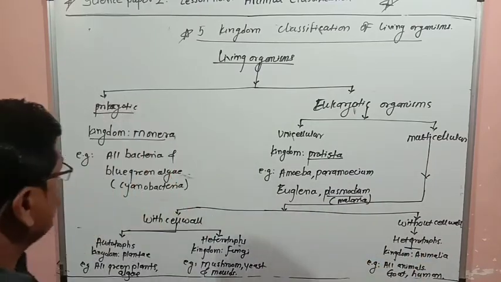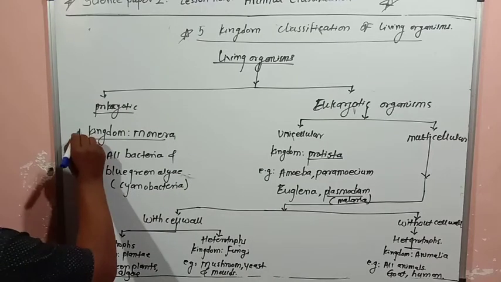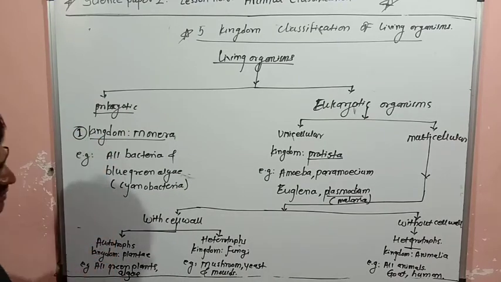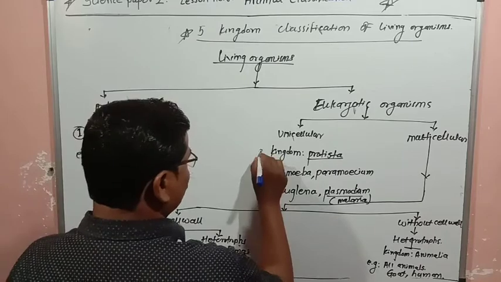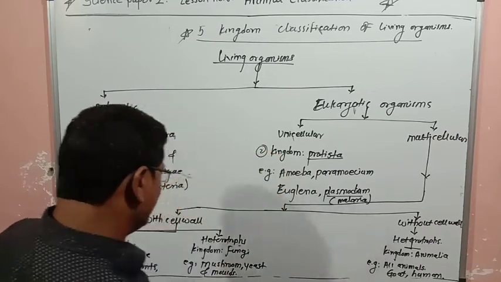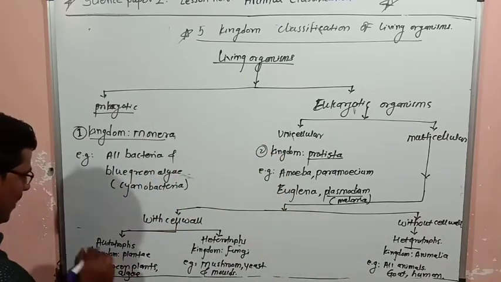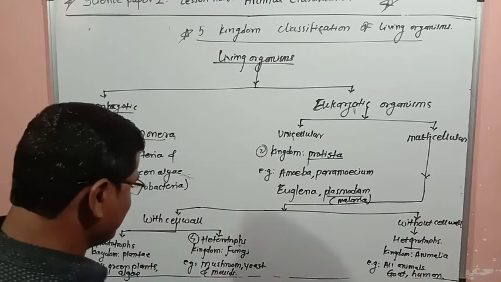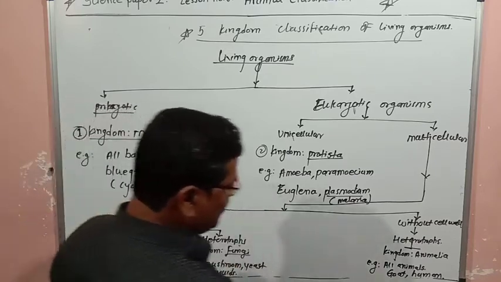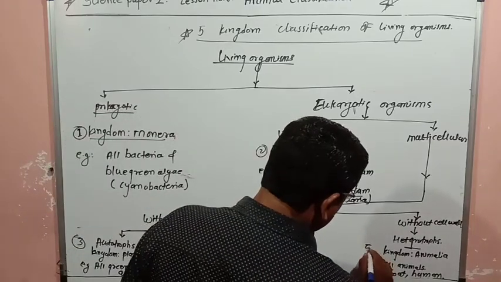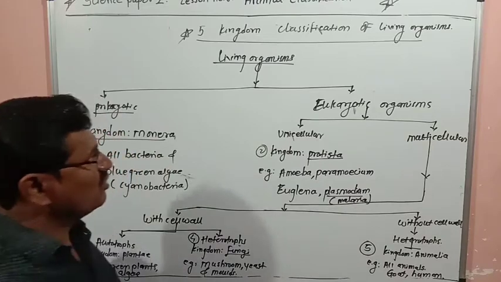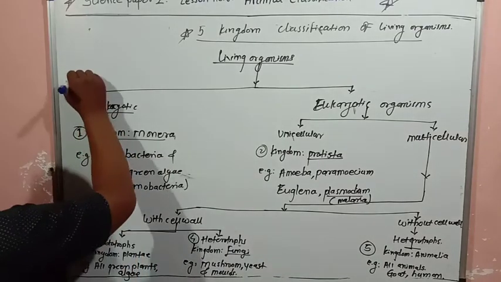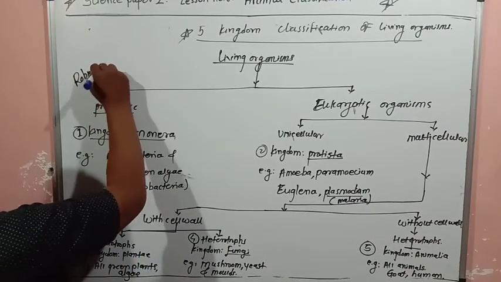So how many kingdoms are there? First kingdom is Monera, second kingdom is Protista, third kingdom is Plantae, fourth kingdom is Fungi, fifth kingdom is Animalia. So this was given by Robert Whittaker.